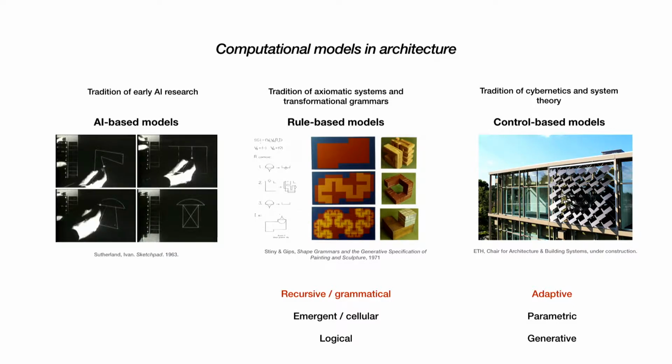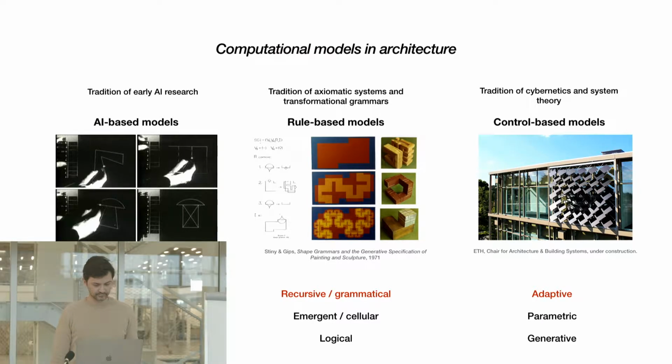Then we have rule-based models in the middle, which are within the tradition of these axiomatic systems and transformational grammars. And on the right, you have control-based models within the tradition of cybernetics and systems theory. I also provided a more detailed categorization, which you see at the bottom. For example, within these rule-based models in the middle, you have recursive or grammatical models. And on the other side, within control-based models, you have adaptive models.